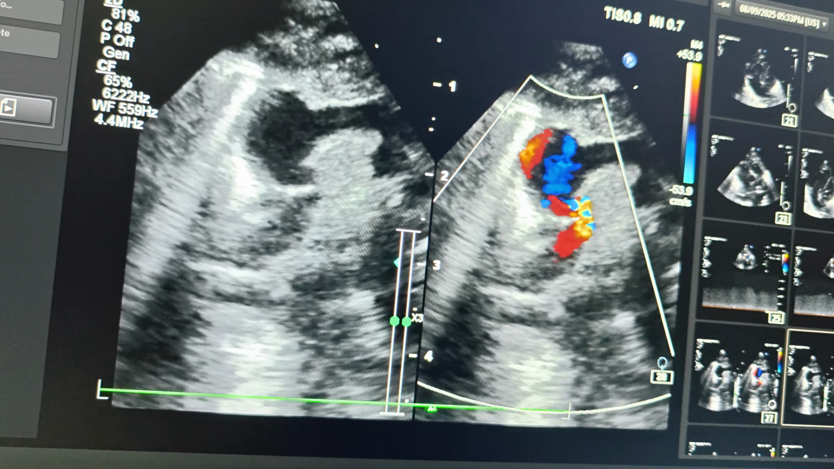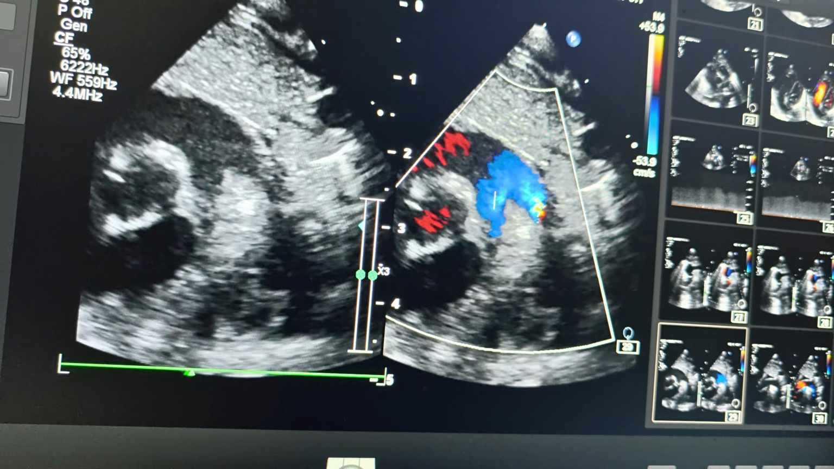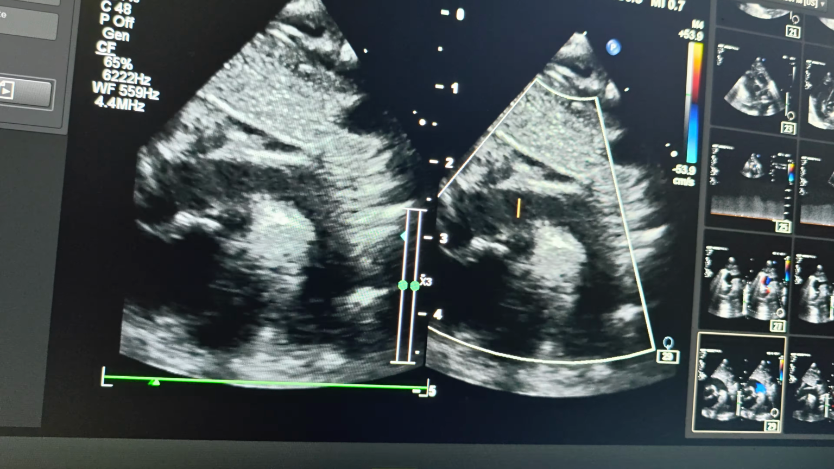You can see the patient's short axis view. This is the main pulmonary artery, this is the right and left pulmonary artery. You can easily appreciate this in this image. This is the arch of aorta. You can see the arch of aorta. Now see, this is a very typical image. In this scenario, this is the right pulmonary artery, this is the left pulmonary artery, and this is the patent ductus arteriosus.